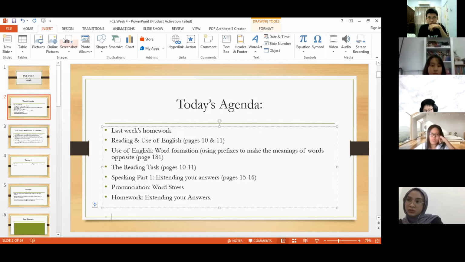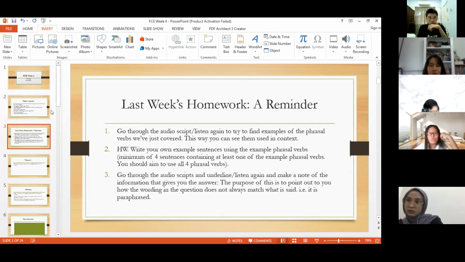So just going through. So last week, the homework mostly involved the listening and phrasal verbs. We learned quite a lot of collocations and phrasal verbs in our last lesson. And in the audio scripts, which I tried to get to you, but it didn't quite work out, I asked you to find some phrasal verbs. But instead of the actual scripts, it's also possible that you could just listen to the audio script again to find the phrasal verb. That is another way for you to do that.